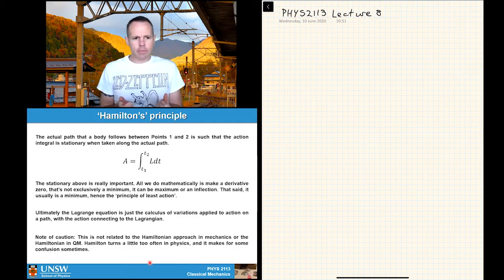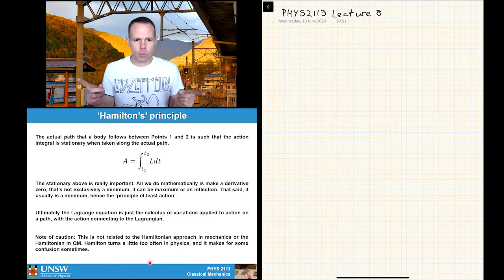And then we had something in lecture 3 where we said that we were going to minimize the action, and now we'll give that a name. Okay, so this is a thing that we call Hamilton's principle. Basically it says that the actual path that a body follows between point 1 and point 2 is such that the action integral is stationary when taken along the actual path.